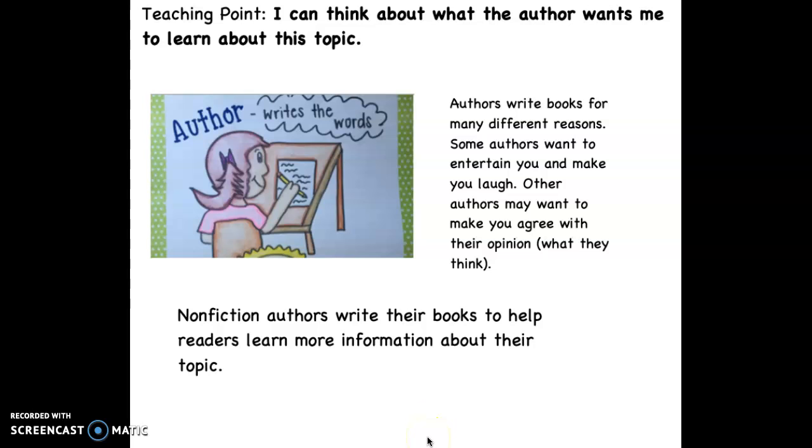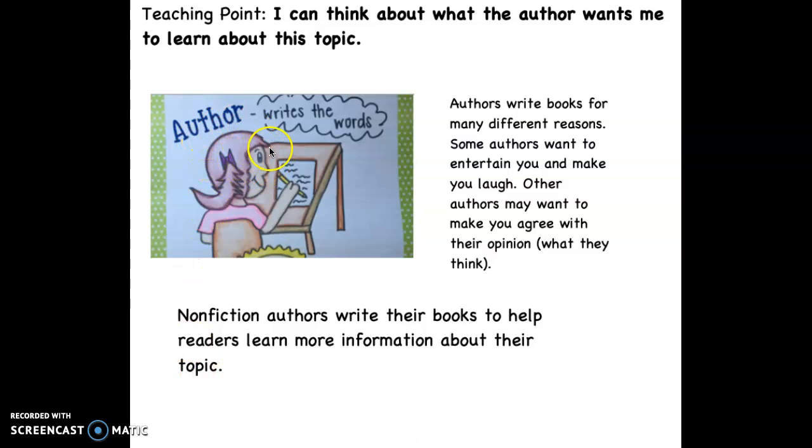Welcome to Rita's Workshop. Let's read our teaching point and see what we're going to learn today. Teaching point: I can think about what the author wants me to learn about this topic. So today we're going to talk about what an author is.